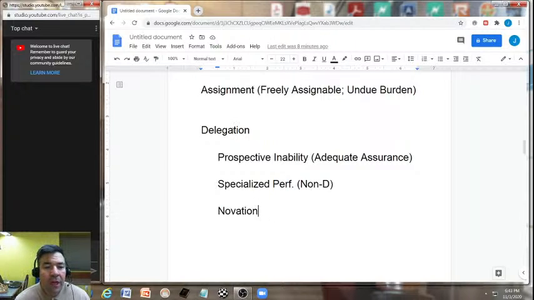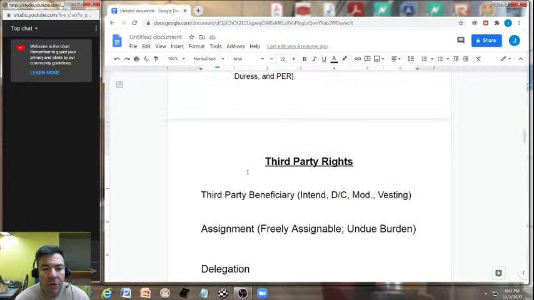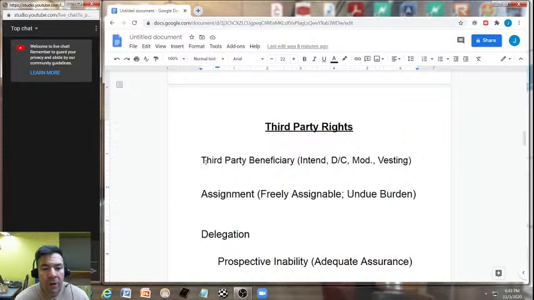Okay, so delegation carries. Now let's take a look here under third party rights. Now, third party beneficiaries, we're going to be looking to see intended third party beneficiaries, incidental third party beneficiaries. If intended, are they intended donee third party beneficiaries, or are they intended third party creditor beneficiaries? Thank you for your patience.